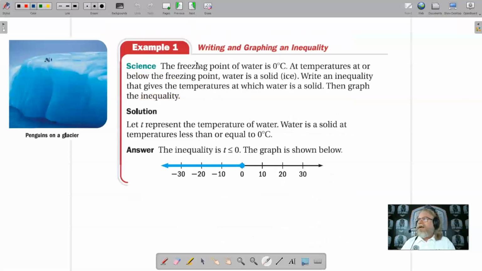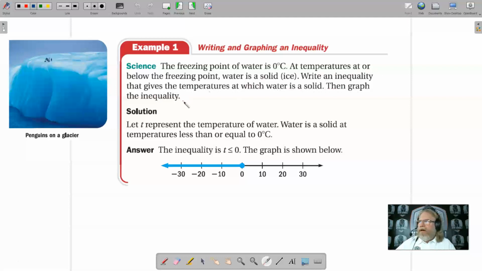Looking at the next page here, example 1, writing and graphing an inequality. It's science. The freezing point of water is 0 degrees Celsius. At temperatures at or below the freezing point, water is a solid, also known as ice. Write an inequality that gives the temperature at which water is a solid.